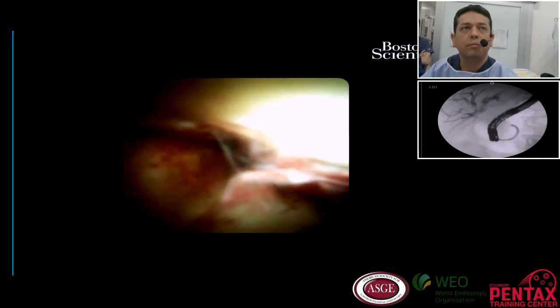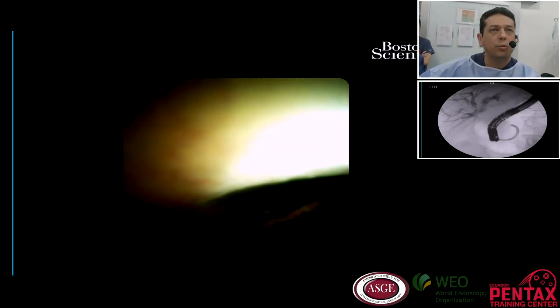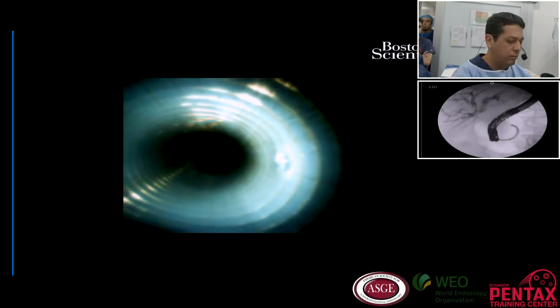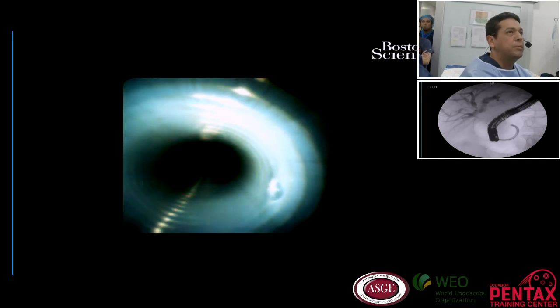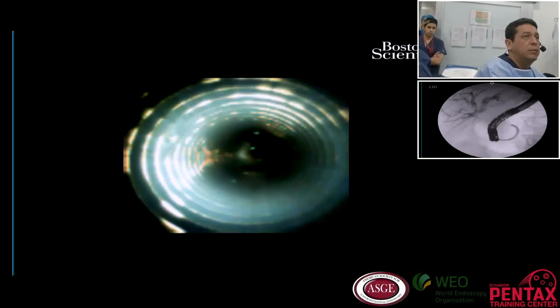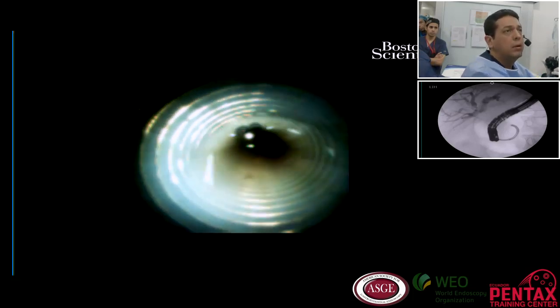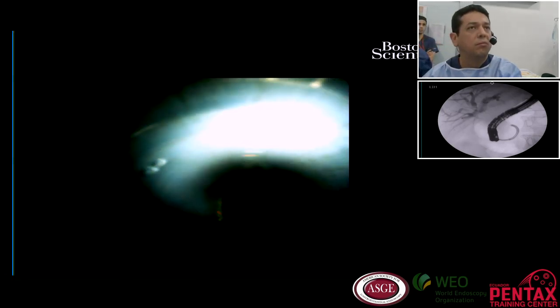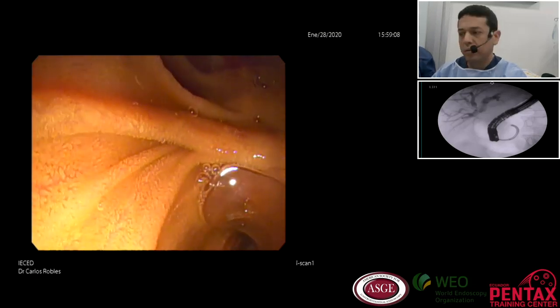So it's a little bit difficult, this case, because I cannot sustain my position. Also, I am using a 4.8 duodenoscope. So now.